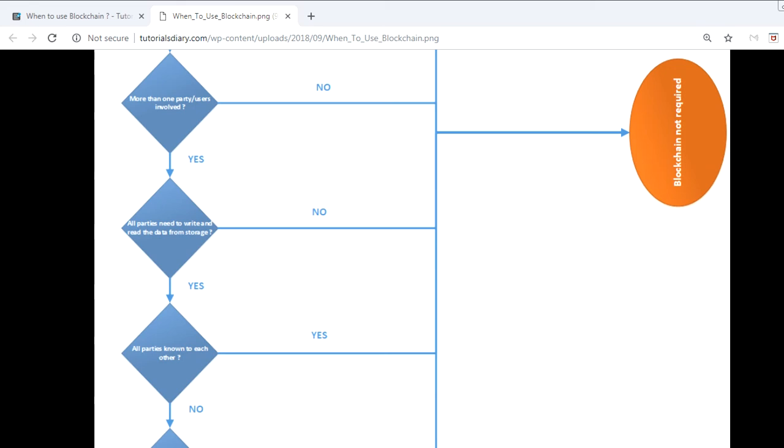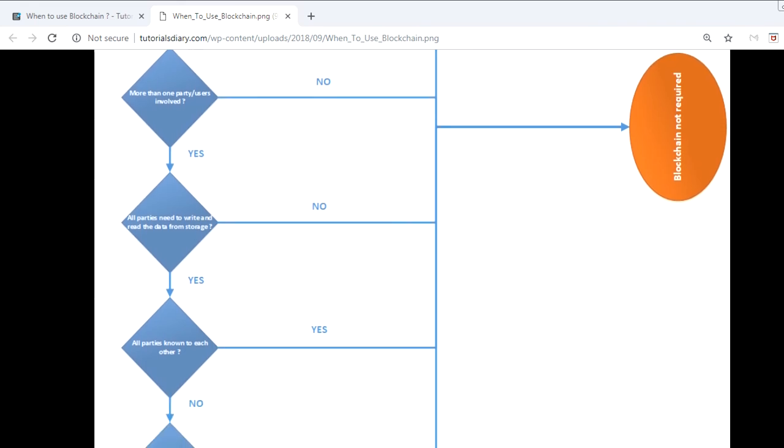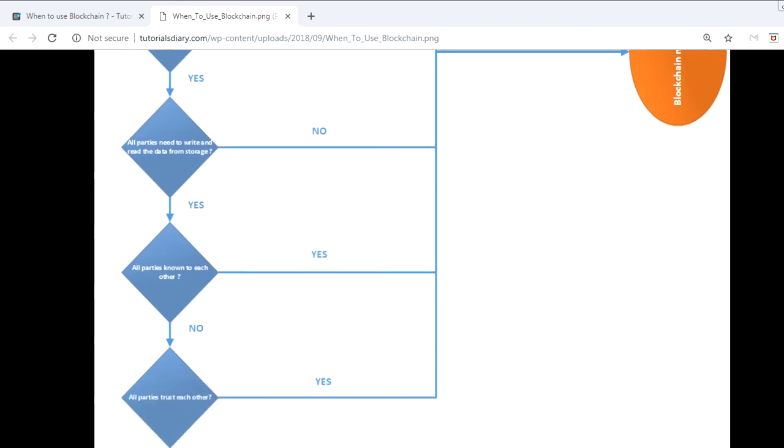When all the parties are involved in a network, they need to read and write the information in the storage, then certainly you may require a blockchain. Okay, so then the next question comes that when we determine that yes, storage is required, we have multiple parties and multiple parties have to access the information in the storage point. Then the next question comes: are all the parties known to each other or not?